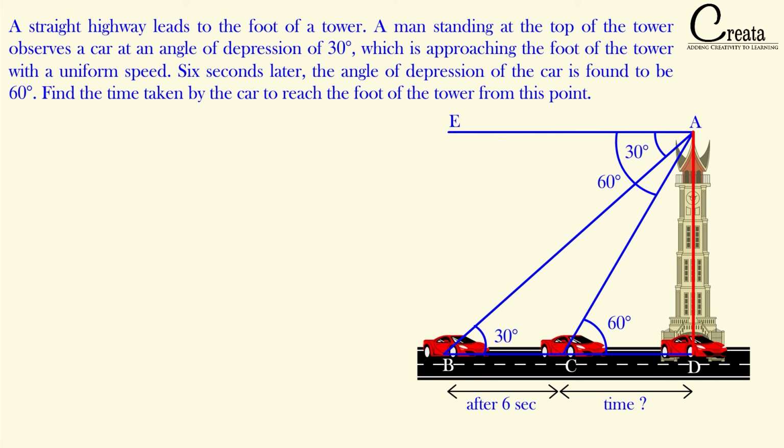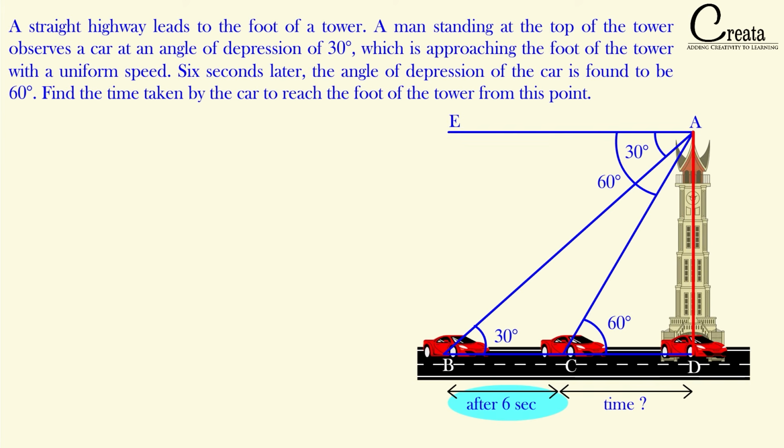Note that here no dimension is given. We do not know the height of the tower. We do not know the distance between the car or any of the sides of the triangle. Only data that is given is the 30 degree and 60 degree angle and the 6-second gap between the points B and C. Do not make the mistake of taking the 6 seconds as a distance.